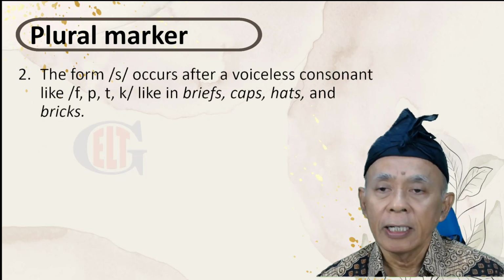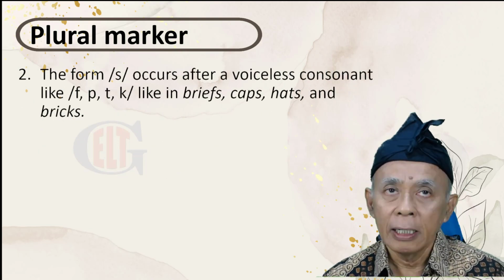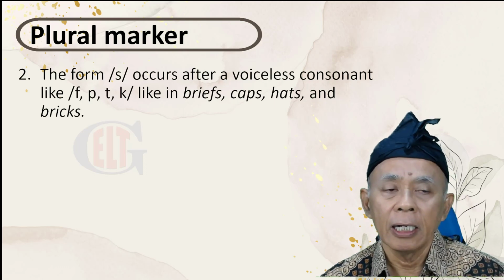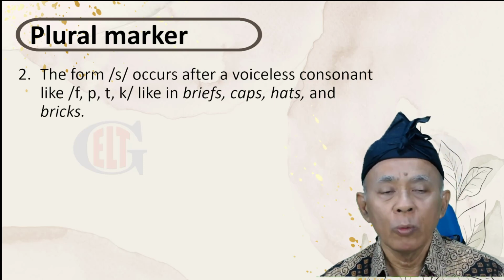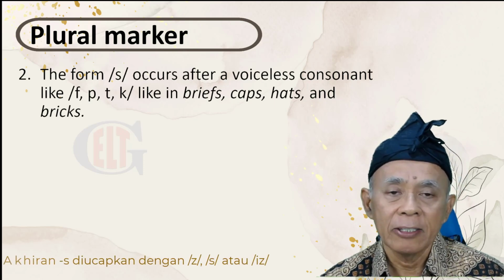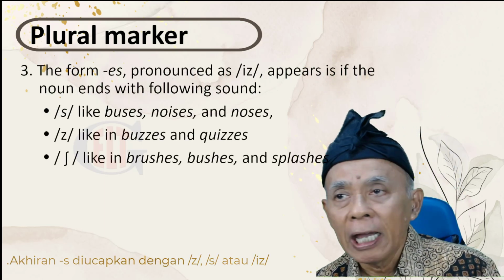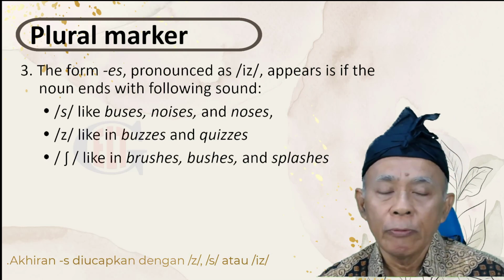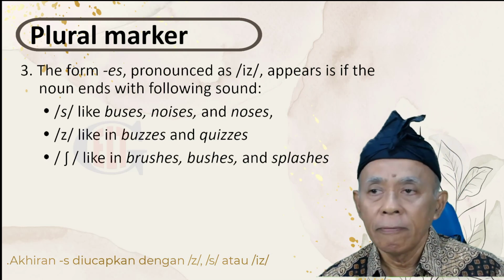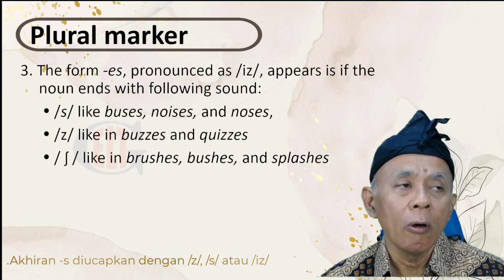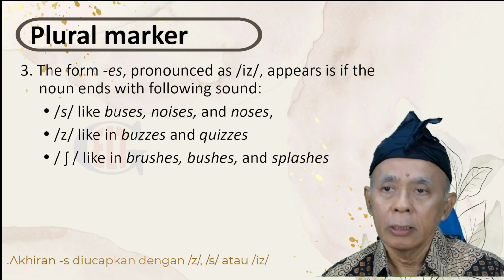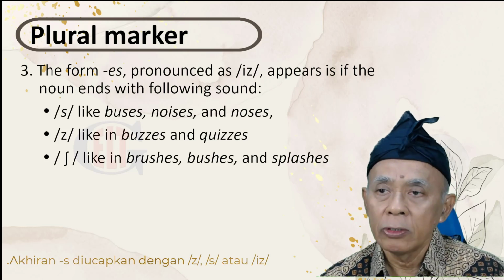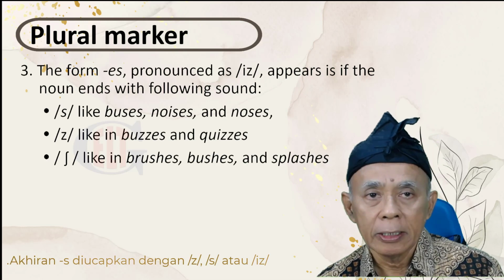The form s occurs after a voiceless consonant. In English, we have the voiceless consonants like f, p, t, and k. And then we have examples of words like briefs, caps, hats, and bricks. And then we have the form es, pronounced as iz, which appears if the noun ends with the following sounds. First we have s, like in buses, noises, and noses. And then we have after the sound z, like in buzzes and quizzes, the plural of quiz.